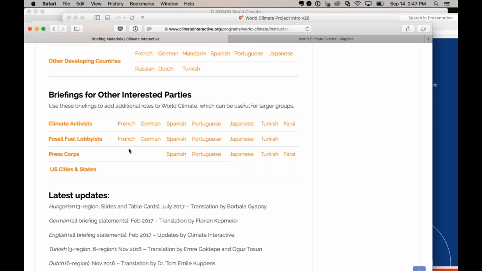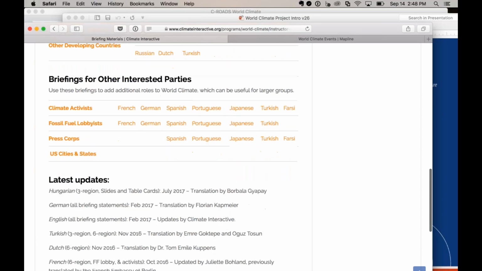and they'll make the moral case for action on climate change. Also recently, in light of all the news around the US's role within the Paris Agreement, we created a new briefing that we were sort of experimenting with, but we put it up on the website in case you find it useful too, for US cities and states. So this would be like maybe halfway through the negotiation, you have the governor of California show up, and he or she could make an announcement about what US cities and states are doing on climate to see if that helps move the negotiations.